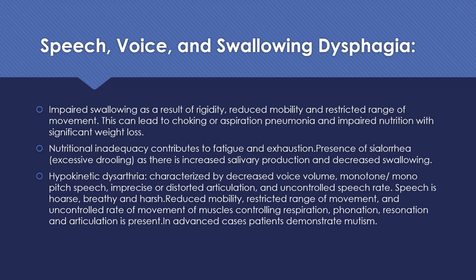Hypokinetic dysarthria is characterized by decreased voice volume, monotone, monopitch speech, imprecise or distorted articulation, and uncontrolled speech rate. Speech is hoarse, breathy, and harsh. Reduced mobility, restricted range of movement, and uncontrolled rate of movement of the muscles controlling respiration, phonation, resonation, and articulation are present. In advanced cases, patients demonstrate mutism.